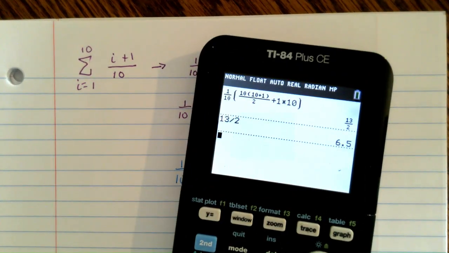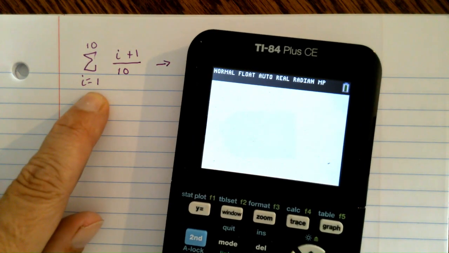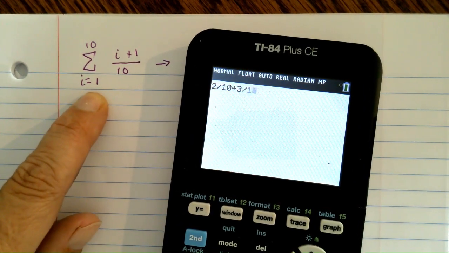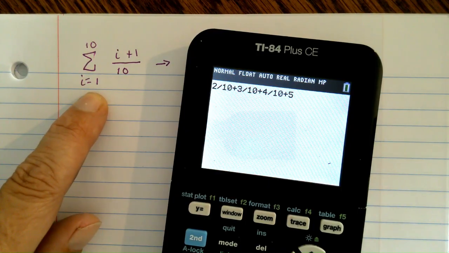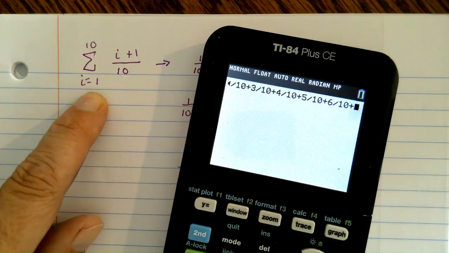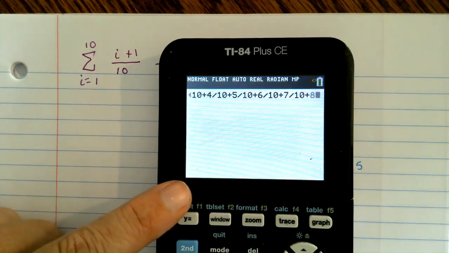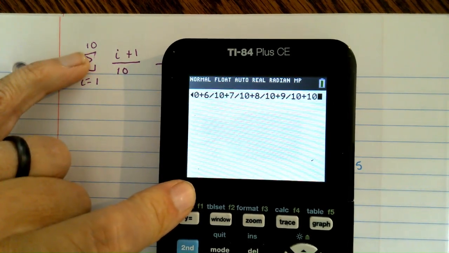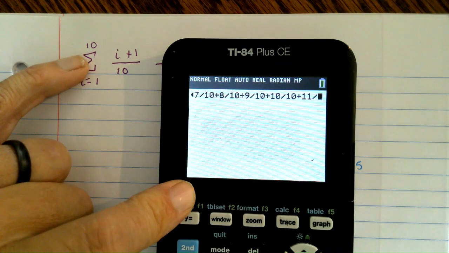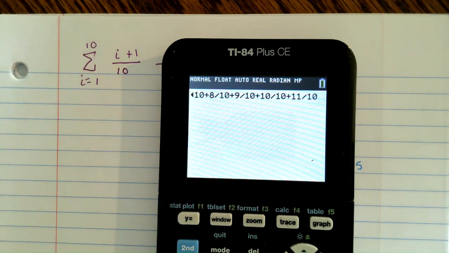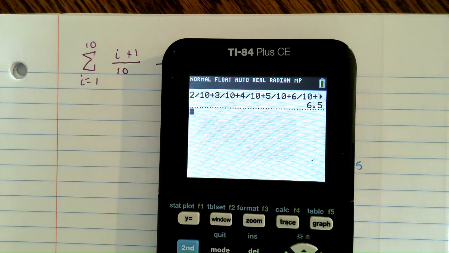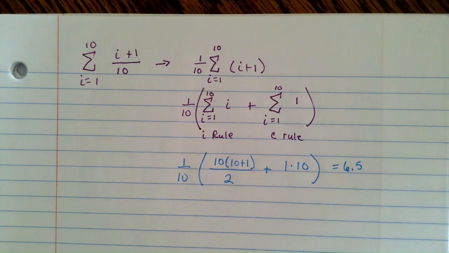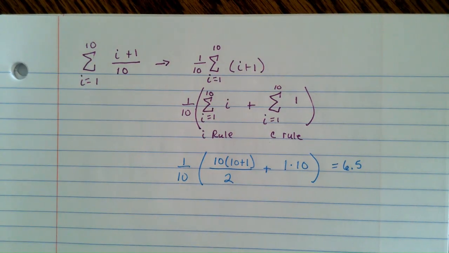Now, could we have put in 1, 2 divided by 10, plus 3 divided by 10, plus 4 divided by 10, plus 5 divided by 10, plus 6 divided by 10, plus 7 divided by 10, plus 8 divided by 10, plus 9 divided by 10, plus 10 divided by 10, plus 11 divided by 10, because my last one would be 10 plus 1? Whew, yes, we could have. But using the rules was so much better. And had this been 100, I would not have wanted to do that by hand. So definitely faster using the rule than using all the extra stuff.